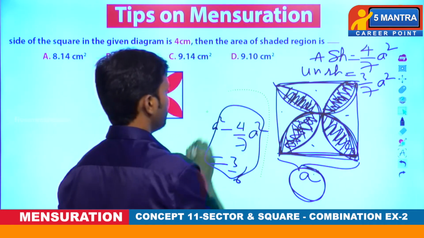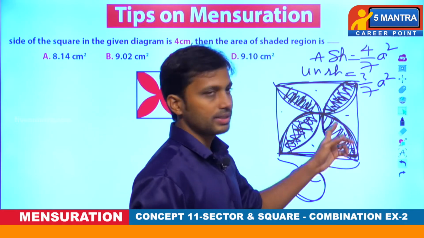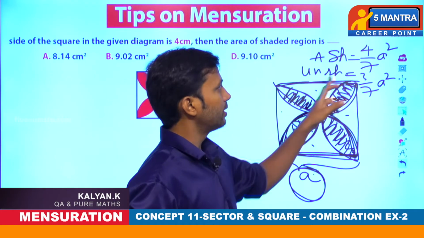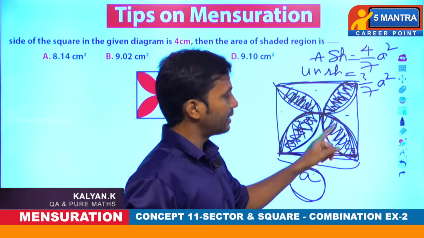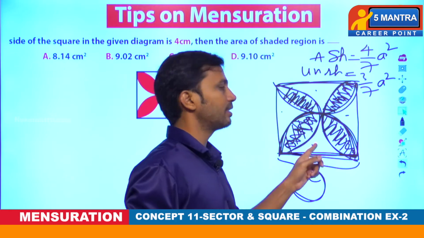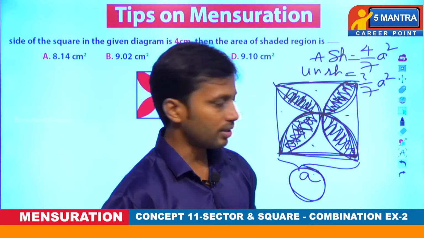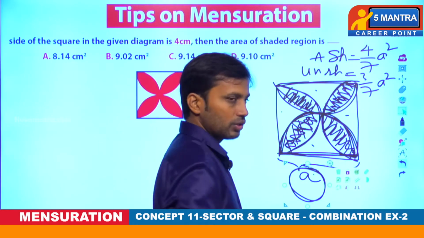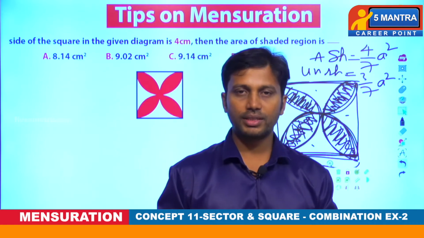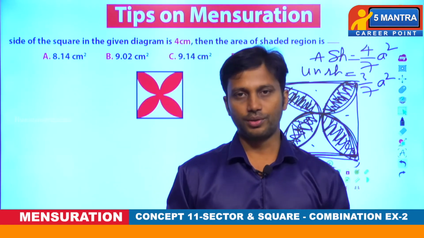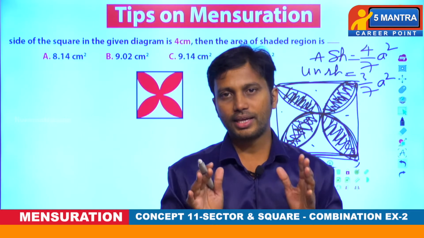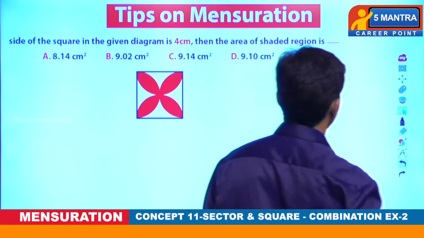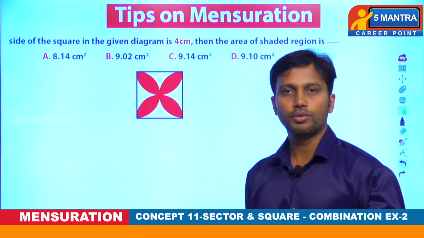Now let me show you once again. This flower part is 4 by 7 A square, and other than the flower part, the four white colored regions are 3 by 7 A square, where A is the side. So that's the basic property which we discussed in the previous video, which gave you clarity about the concept. Now we are going to do the problems on that.